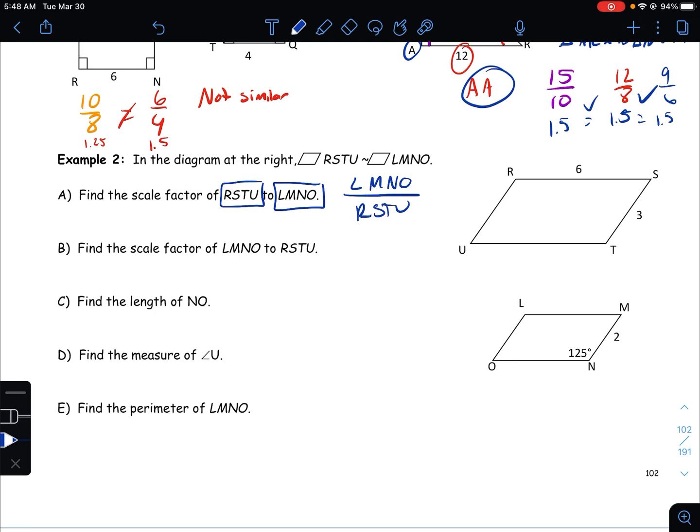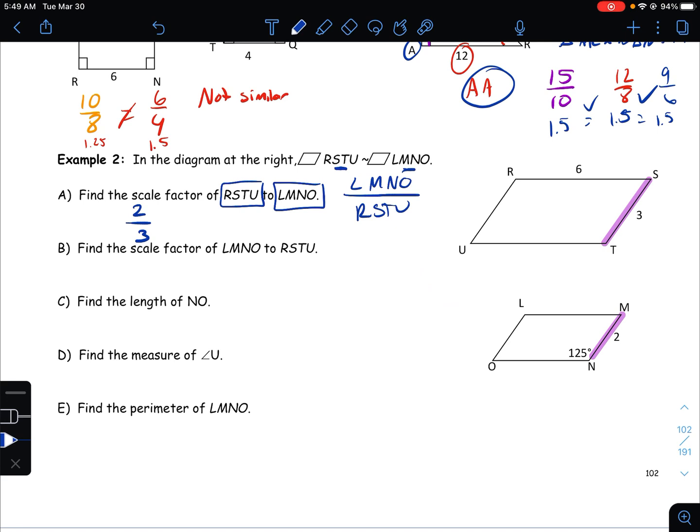What they mean by that is, we can see that ST and MN go together, right? Because they're both in the center of the similarity statements. So these are confirmed to go together by the similarity statement. And we're going to do LMNO, so that means we're going to do the 2 over the 3. All right? So that is the scale factor to go from here to here. And basically what that means is when you do the scale factor, that's the number that you multiply the sides by to get the new sides. And we'll see that.